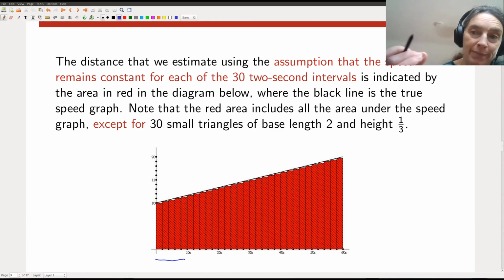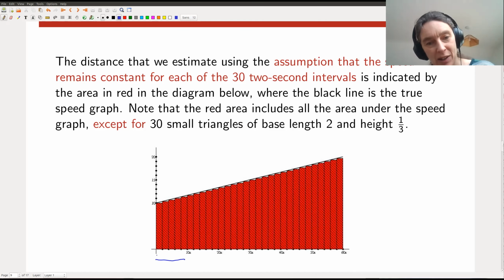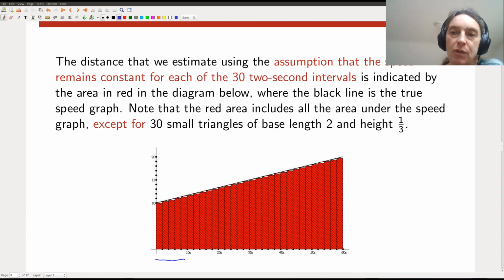So that increases by 1/3 for each of the 30 2-second intervals, making a total increase of 10 as we travel from the left to the right ends of the picture. Okay, so we get 2 times 10 plus 2 times 10 and 1/3 plus 2 times 10 and 2/3, and so on right the way along. So we would get the total area of those rectangles that are written in red.